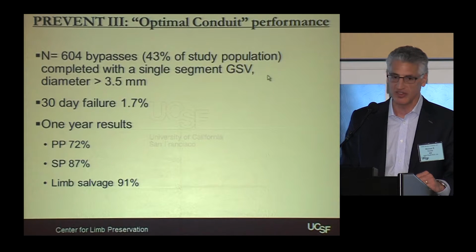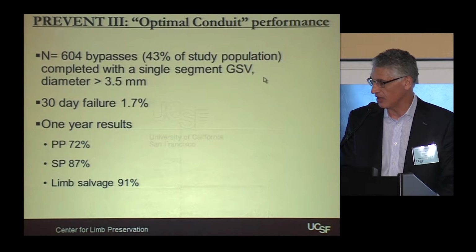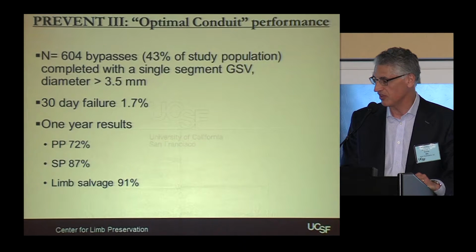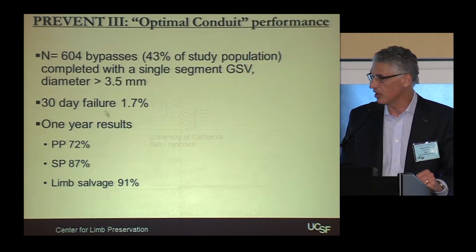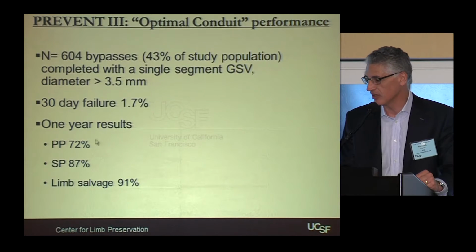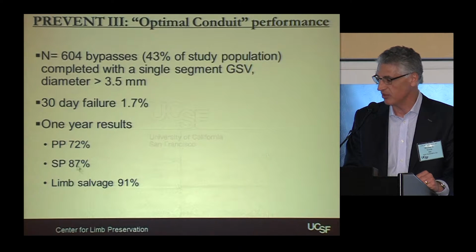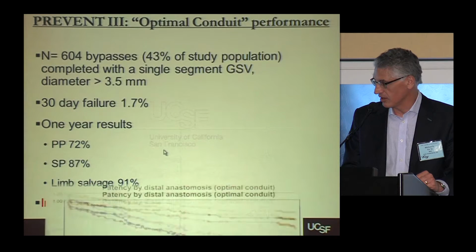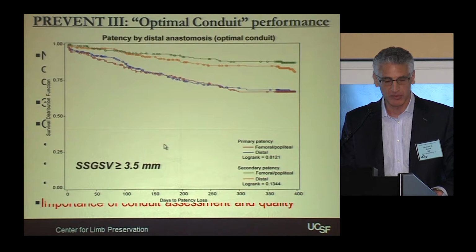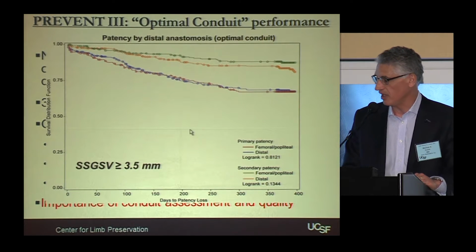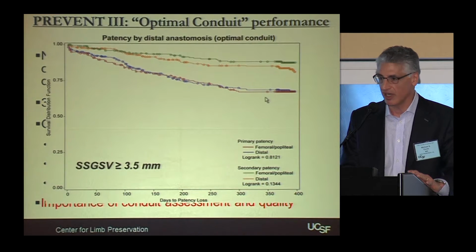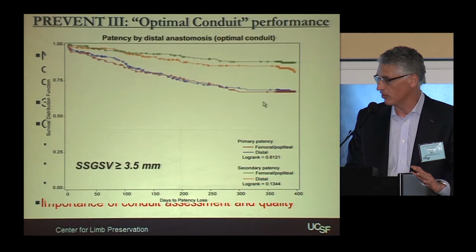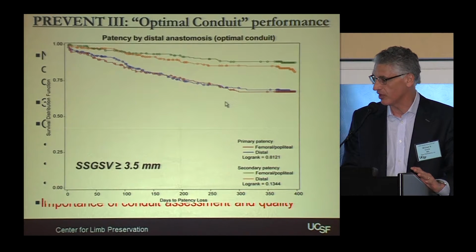If you look at just the optimal conduit, which is a 3.5 millimeter saphenous vein, the results you should be able to expect are very low early failure rates and excellent patency rates of 70 to 80%. And the thing that's maybe surprising to some people: if you have a good vein, it doesn't really matter if you go to a popliteal or a tibial level. It doesn't matter how far down the leg you need to go. For the most part, if it's a good vein, it's going to do very well.